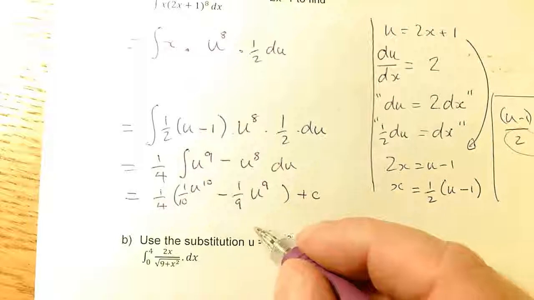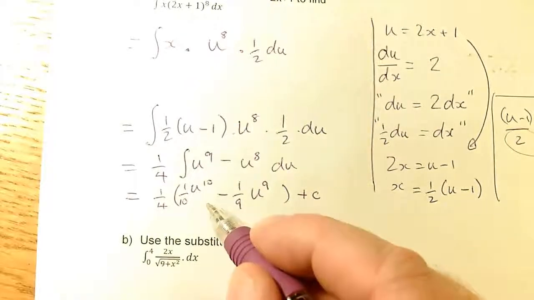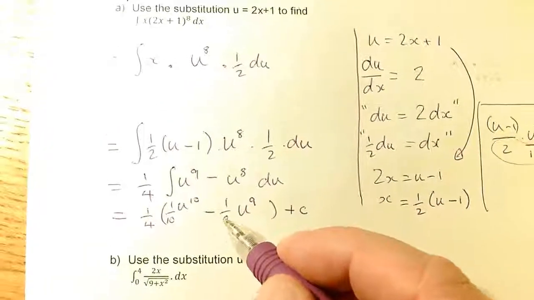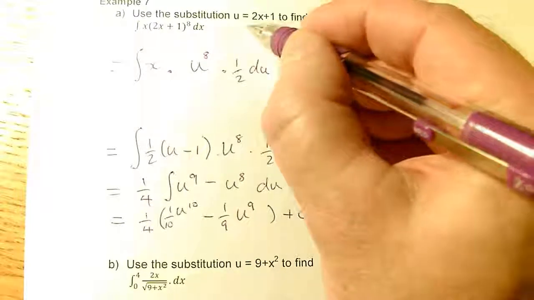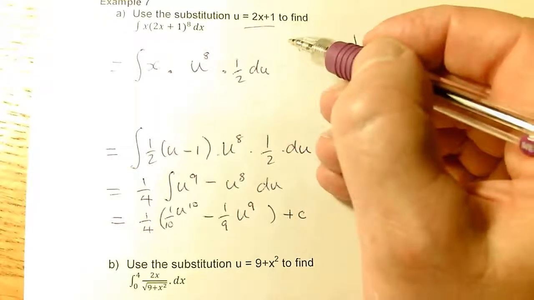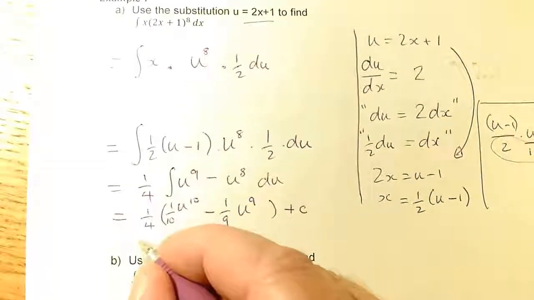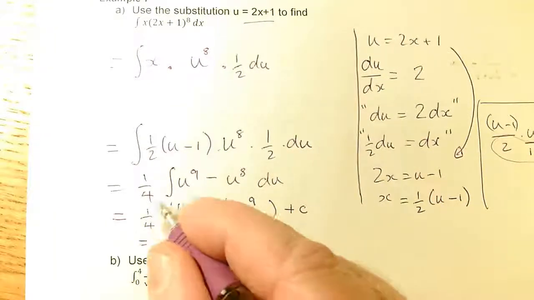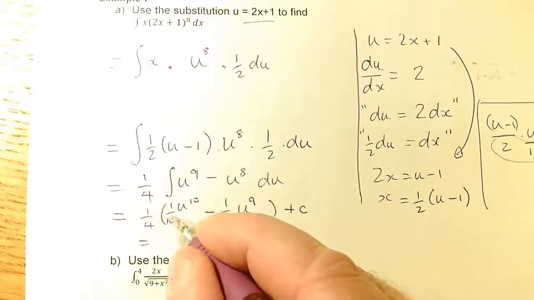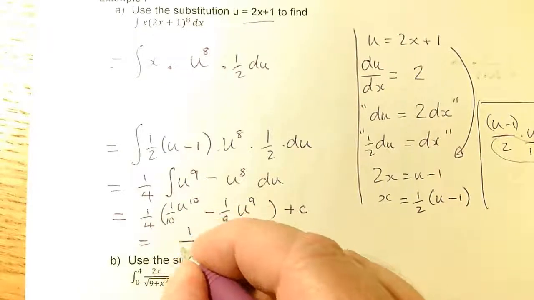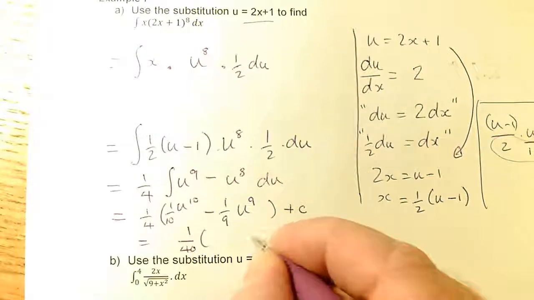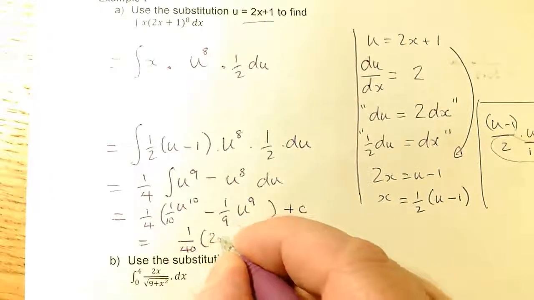Now, I'm not quite finished because I've got u's in this, and I started with x's. I've just introduced this u equals 2x plus 1 to help me do the integral, so every u needs to change back into a 2x plus 1. So the answer is, well, I can multiply this out now. No point in having more fractions than I need. So a quarter times a tenth is 1/40th, and I need u to the power of 10, but u is 2x plus 1.